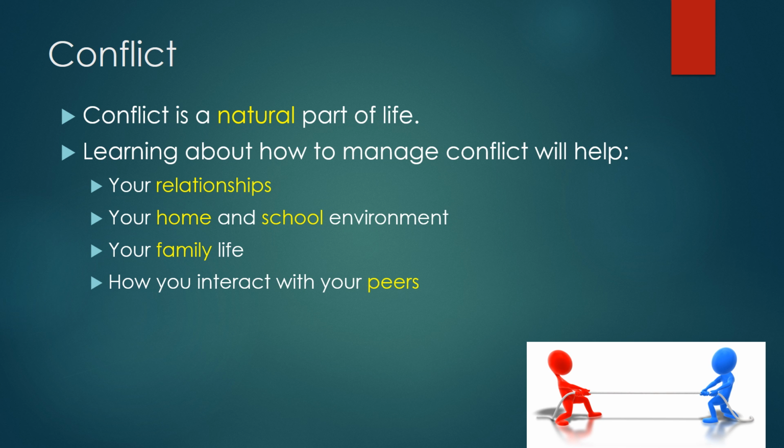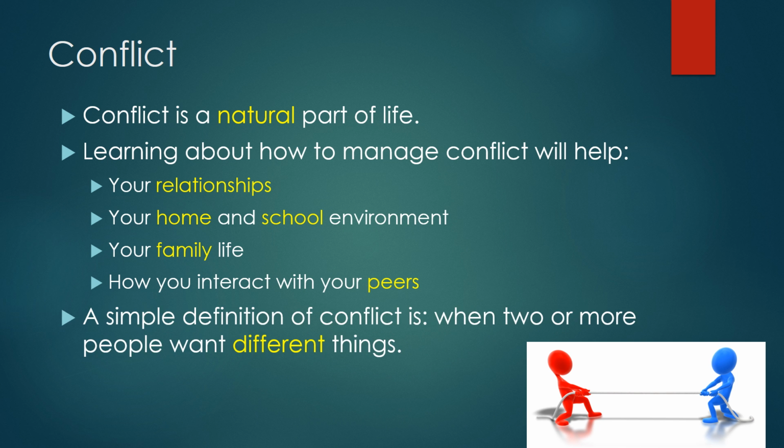Alright, so a simple definition of conflict: it's when 2 or more people want different things. Very simple definition. If you look at the picture on the bottom right here, the blue guy wants the rope on this side, and the red guy wants the rope on that side. More than likely, your conflicts are going to be slightly more complicated than this. But that's the basic idea. You want something, somebody else wants something different. How do you work out that conflict?